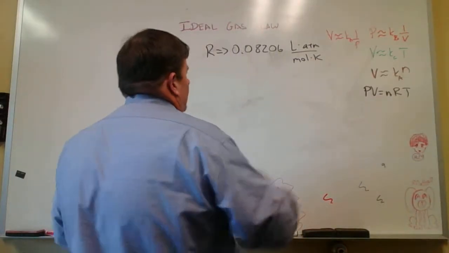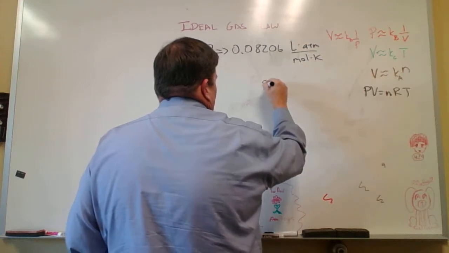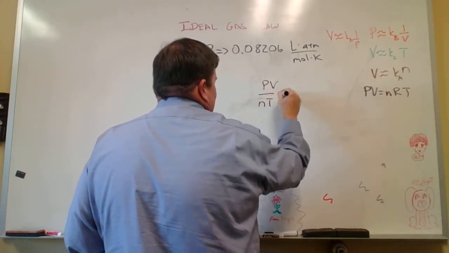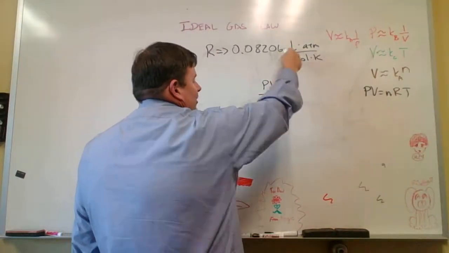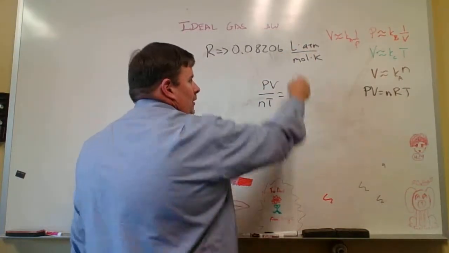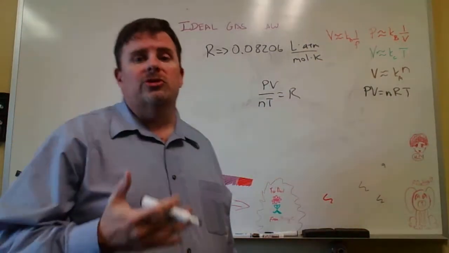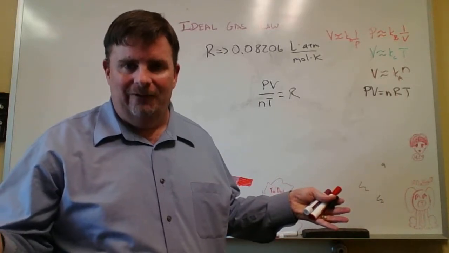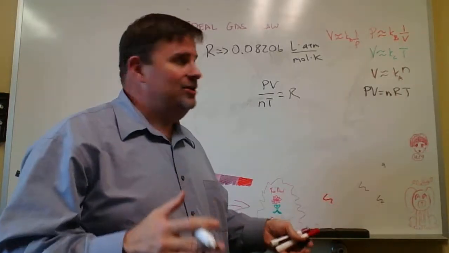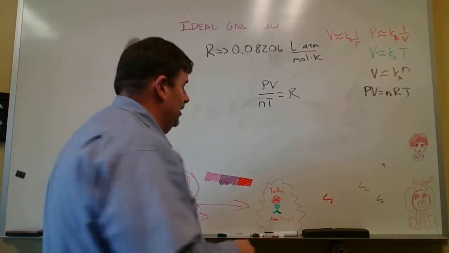Now, if you notice, over here, this is R. If I rearrange my gas law, PV over nT is equal to R. Notice that volume is liters, pressure is atmospheres, moles, Kelvin. So this form is what we use often with the gas law because that's the units that we get out of it. So 0.08206 liters times atmospheres over moles times Kelvin.